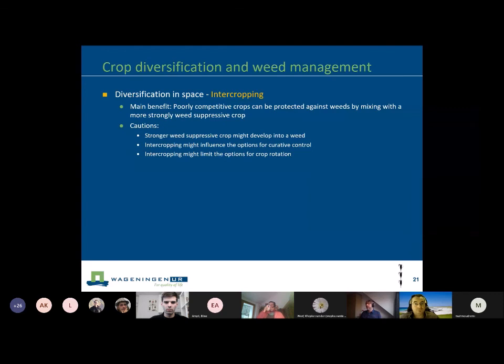Well, to put it back into context, crop diversification and weed management. A first component is diversification in space, the intercropping that we just had a look at. I think the main benefit here is that a poorly competitive crop can be protected against weeds by mixing it with a more strongly weed suppressive crop. But there are some cautions here, because if the stronger weed suppressive crop is too strongly competitive and we add too much of it in the intercrop, then it might develop into a weed. It might outcompete the other crop.